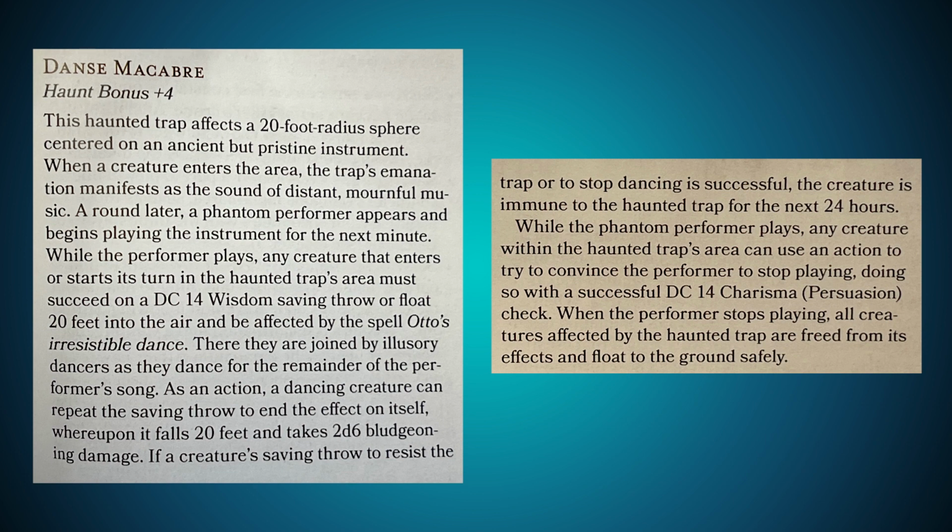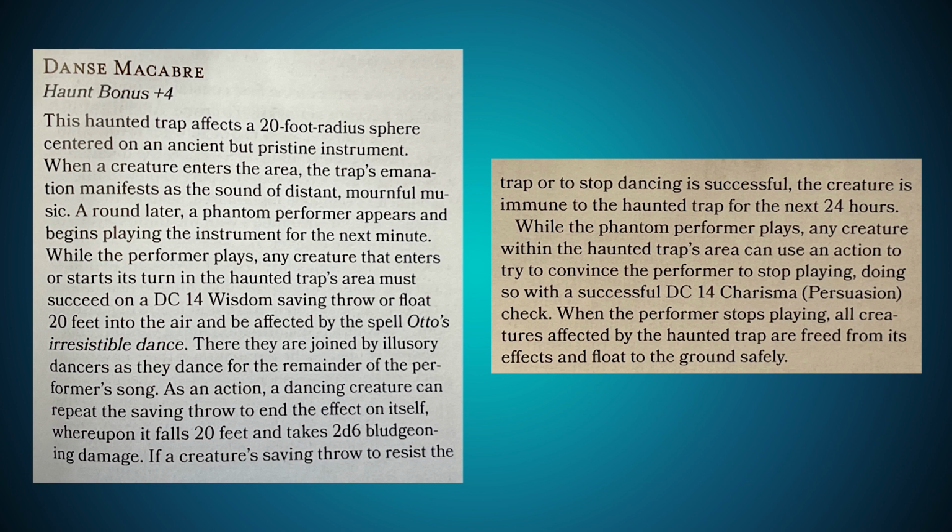As an action, a dancing creature can repeat the saving throw to end the effect on itself, whereupon it falls 20 feet and takes 2d6 bludgeoning damage. If a creature's saving throw to resist the trap or to stop dancing is successful, the creature is immune to that haunted trap for the next 24 hours.